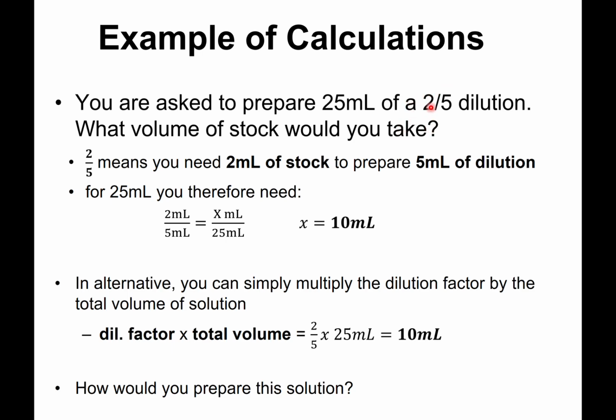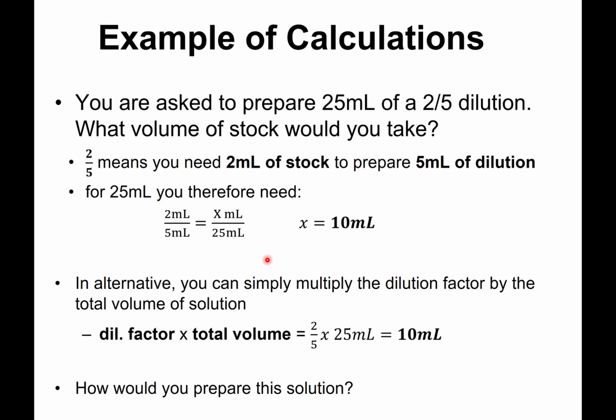So at this point, you can solve how much you need to prepare 25 milliliters by simply writing an equivalency here. I'm not writing a formula, I'm writing reasoning in this case. What this reasoning tells me is that if I need 2 milliliters to prepare 5 milliliters, which is the dilution factor, how many milliliters would I need to prepare 25? This should still give me 2 over 5 overall. And by resolving this, you can figure out you will need 10 milliliters of the stock solution to prepare this dilution.